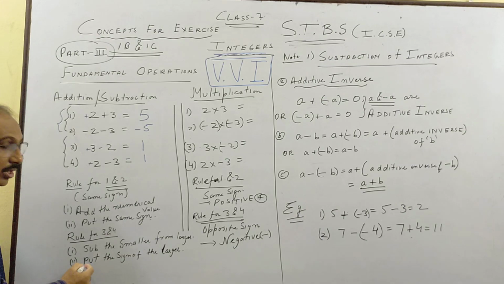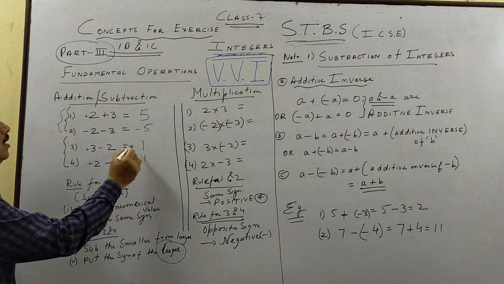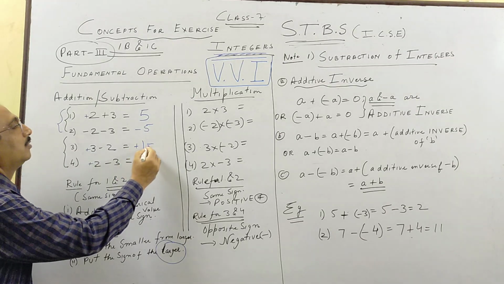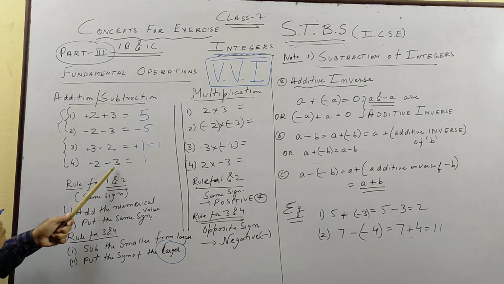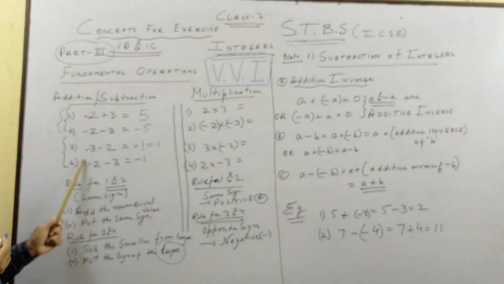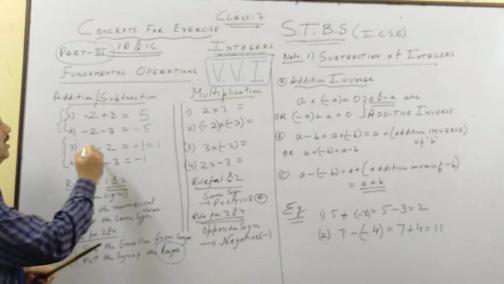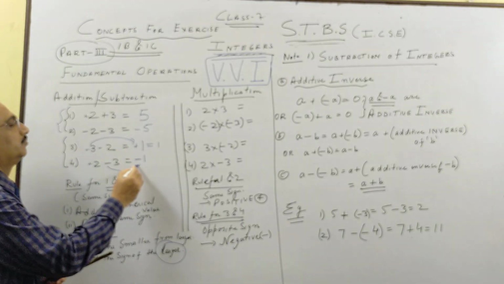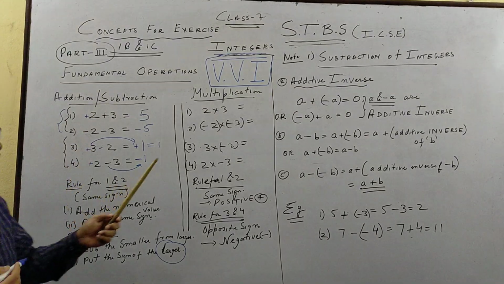Second most important: put the sign of the larger. Larger number has plus, so we write simply plus 1. And here the larger one is minus 3. So these are 2 different signs. You subtract the smaller from the larger. Then put the sign of the larger. So this I had shown you. This is all about addition.